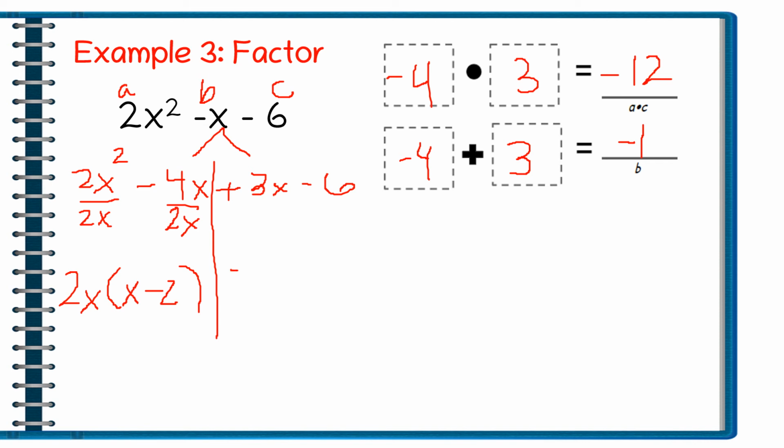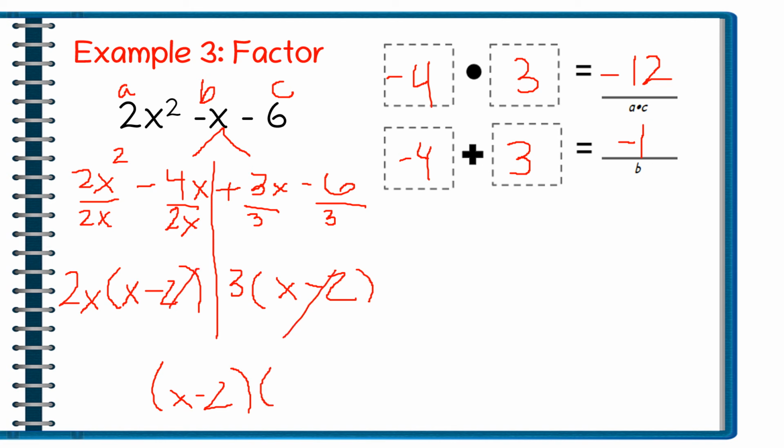Looks like the GCF for the second 2 terms is 3. And that gives us x minus 2. Great, so we can see that they both have an x minus 2 in common. And then the other terms that are left are 2x plus 3.